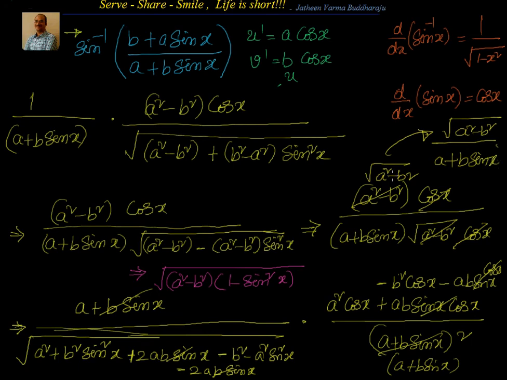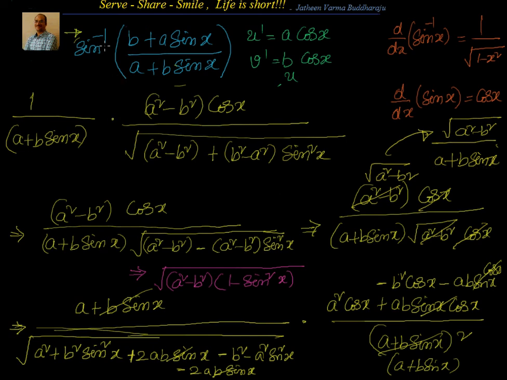Now if you feel this problem is interesting, what I want you to try now is, instead of sin x, try this problem: cos inverse of b plus a cos x by a plus b cos x, and try to find its derivative. You will get square root of a square minus b square by a plus b cos x. Try it out. Instead of sin, take it as cos. Cos inverse of b plus a cos x by a plus b cos x. Your answer will be square root of a square minus b square by a plus b cos x. You can try that out.